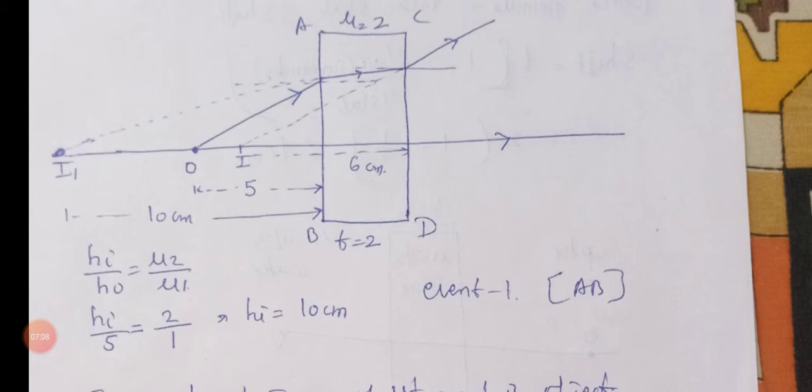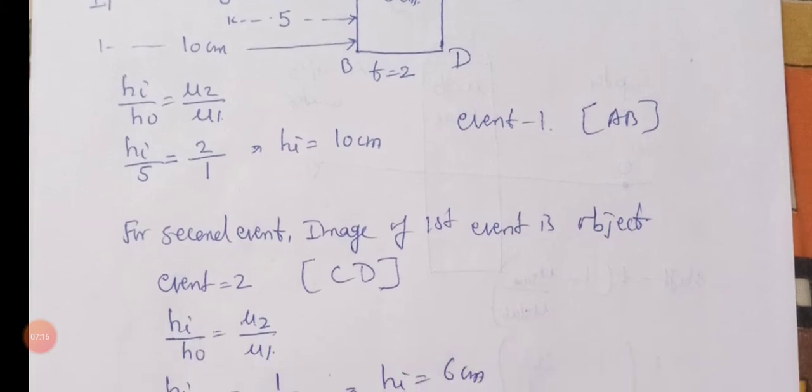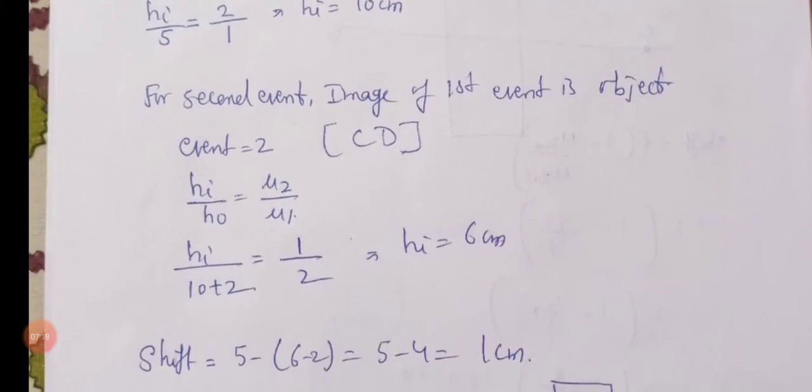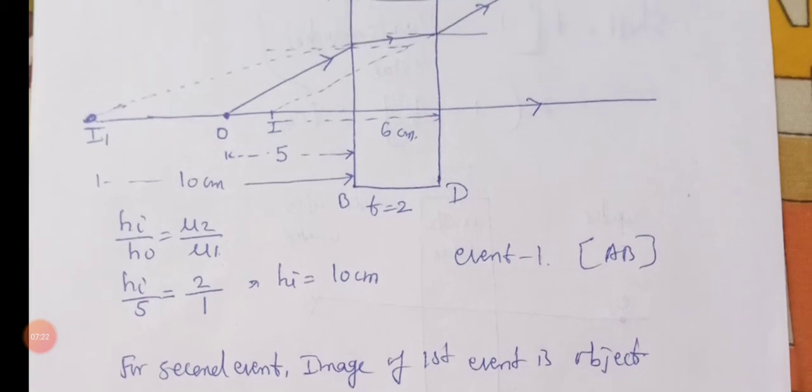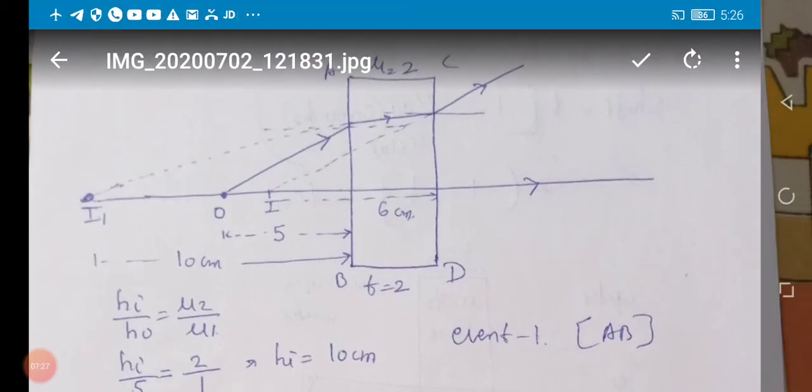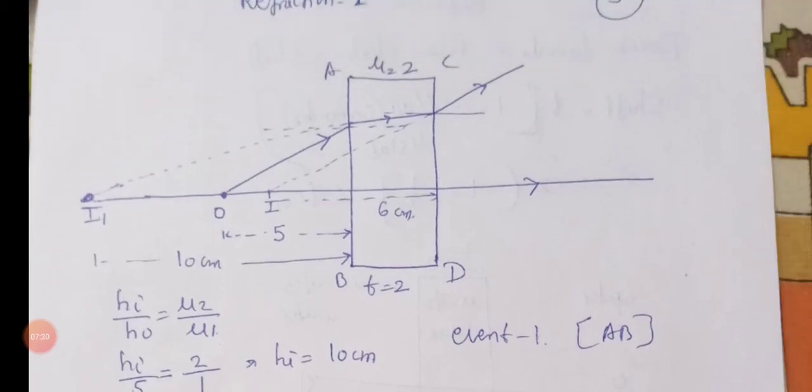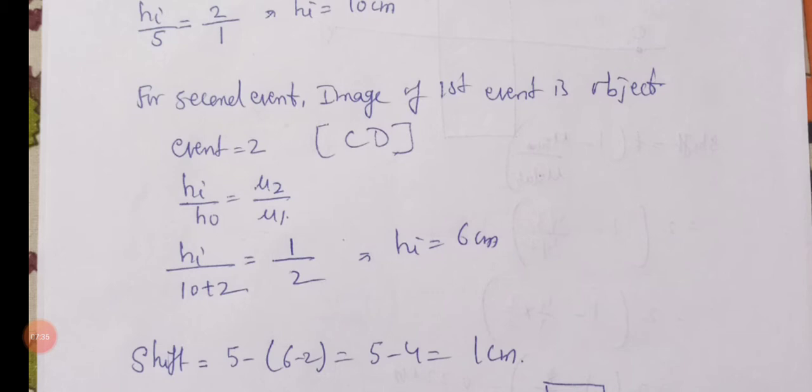One more thing to remember, student. The image of the first surface will act as an object for the second surface. For the second, again I have applied the formula Hi upon Ho. Now student, what is Ho? See the figure. I got 10 for the image of the first, and that is the object for the second. So from surface CD, how much is the distance? 10 plus 2, 12. That is why in place of Ho I have written 10 plus 2. Mu 2 is the second medium, which is air, so I have written 1. Mu 1 is the glass for the second surface, so I have written 2, and I solved for Hi.